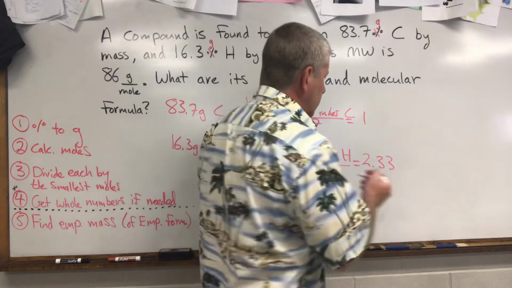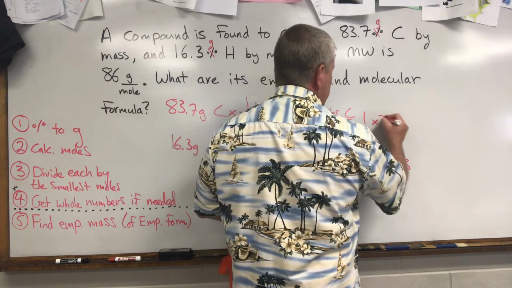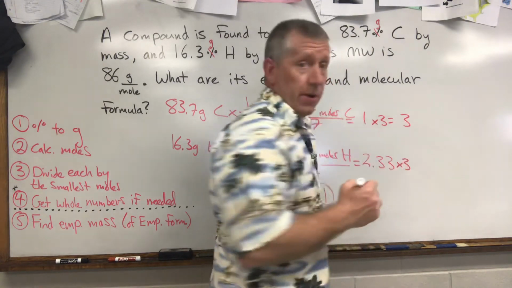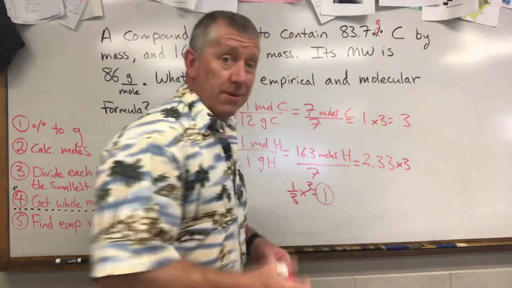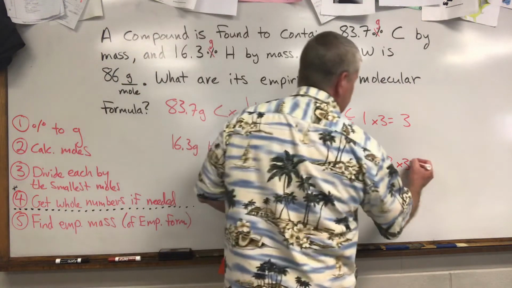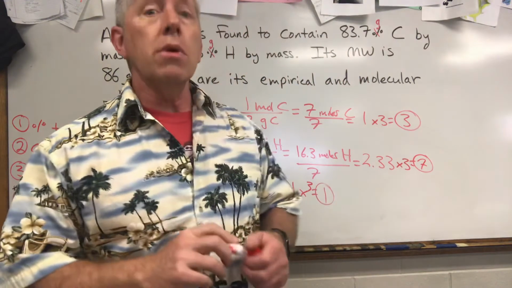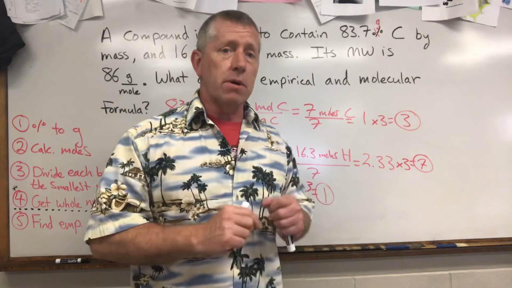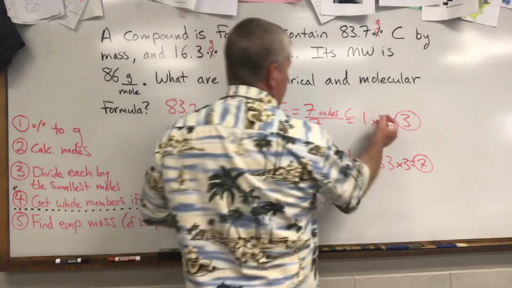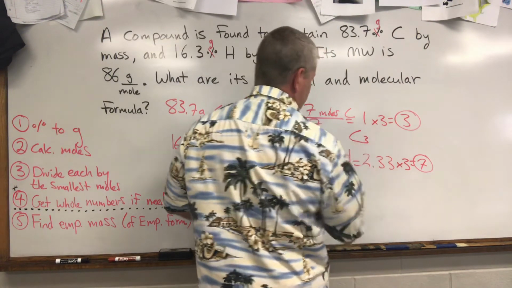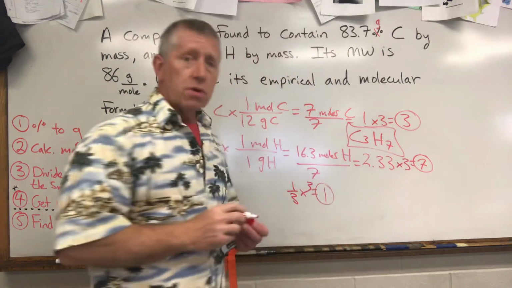So I'm going to multiply this one by 3 to get rid of that 1/3, and I'm going to multiply this one by 3 to get rid of the 1/3. So 3 times 1 is 3, and 2.33 times 3 is 7. Those are my whole number ratio numbers I'm going to use in my empirical formula. So this empirical formula would be C3H7. That's my empirical formula.